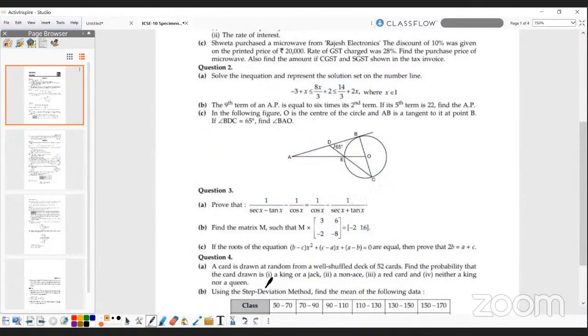Next, question number 3, related to trigonometry. Try doing it. For trigonometry, this kind of proof question will be asked to you. So just three properties are there. Sine square theta plus cos square theta equal to 1. 1 plus tan square theta equal to sec square theta. And 1 plus cot square theta equal to cosec square theta. You just have to remember these three properties and know how to apply them.